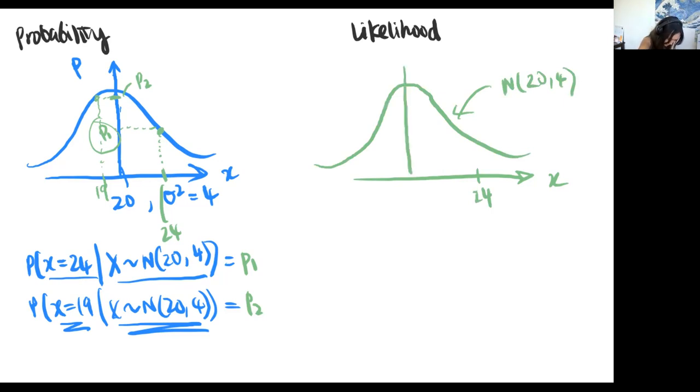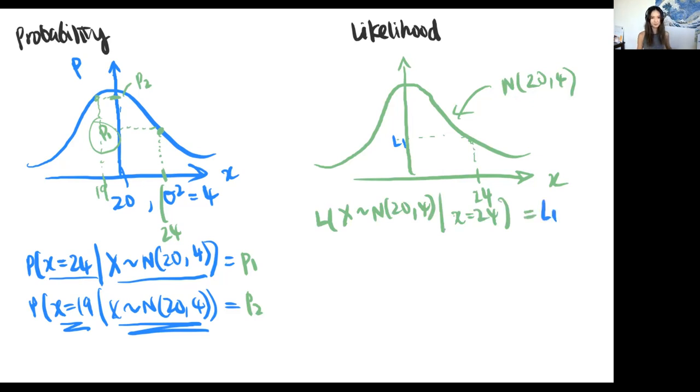In that case, how I interpret likelihood is I can do a very similar thing of tracing up here, figuring out this value here, and I'll call this L1, and you'll see why I use L in a little bit. So what does this all mean? This is saying that the likelihood of x being normally distributed with parameters 20 and 4, given that my x is equal to 24, is equal to L1.